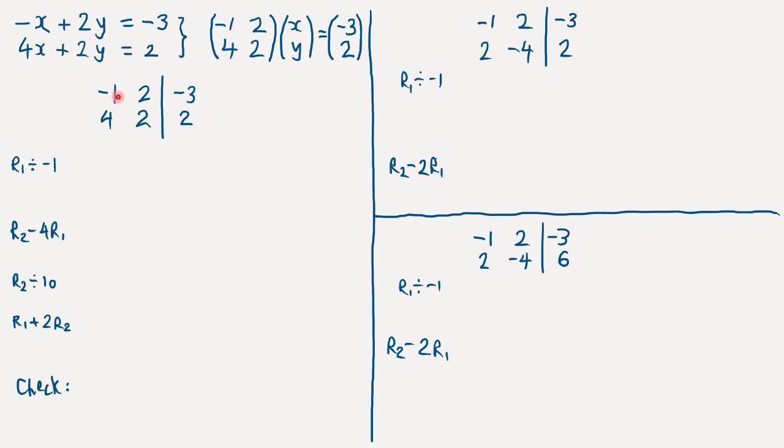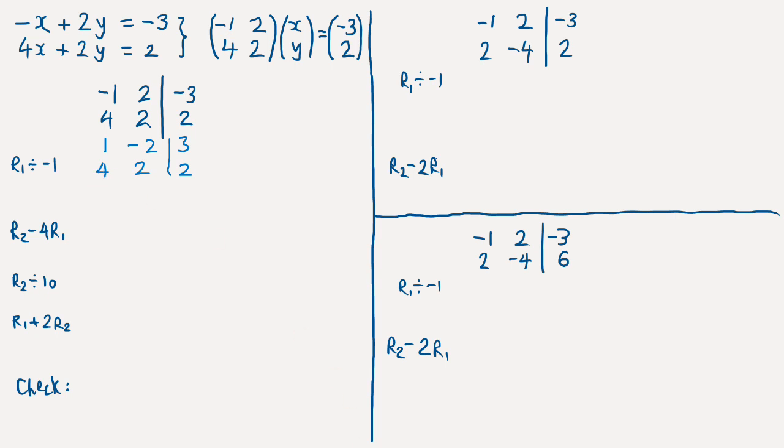So first step, we want a 1 in this position. So one way to get that would be to divide that entire row by minus 1, in which case we'll have 1, minus 2, 3, and then we'll just write down the second row again. Next step, we want to get a 0 in this position here. So to do that, if we take the second row and subtract 4 times the first row, we'll be able to get a 0 in this position.